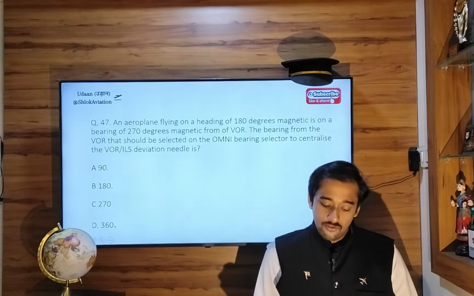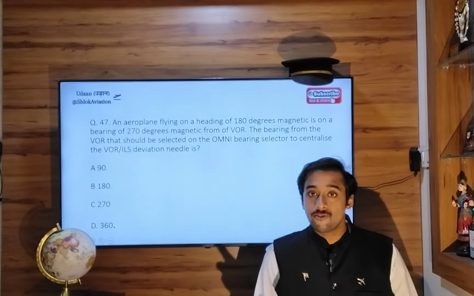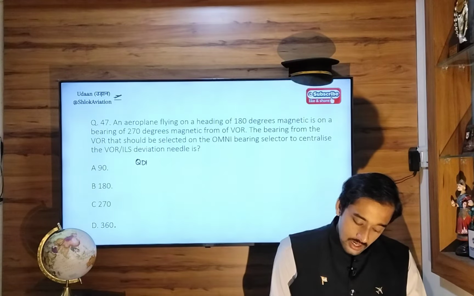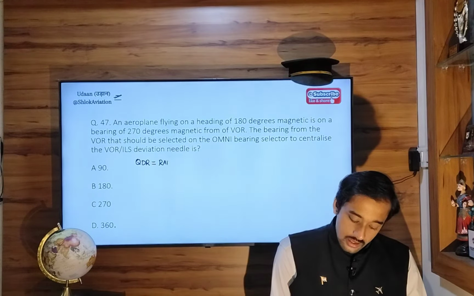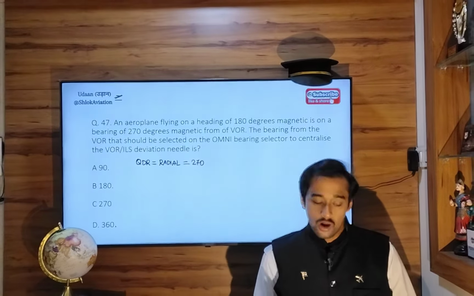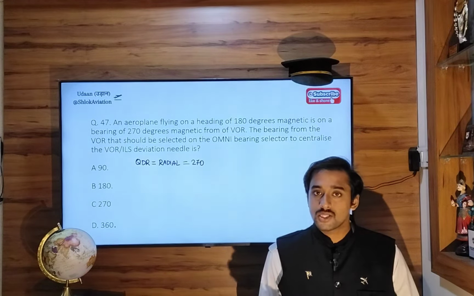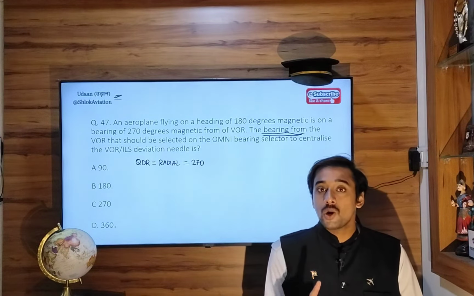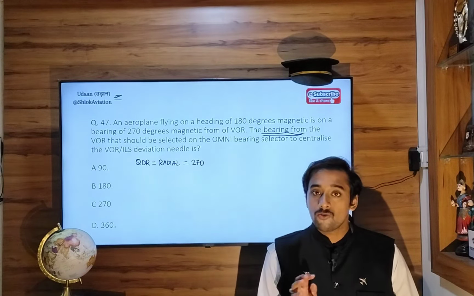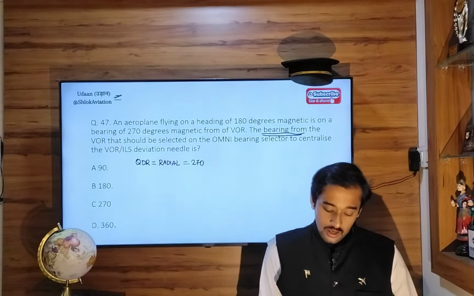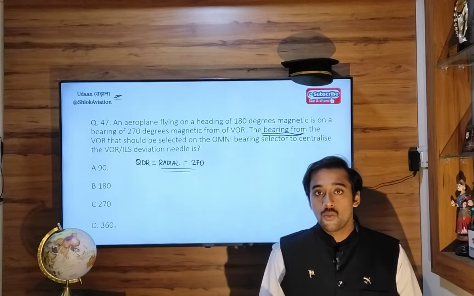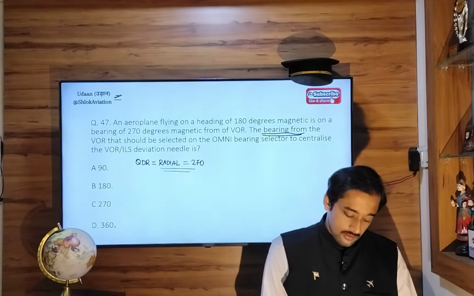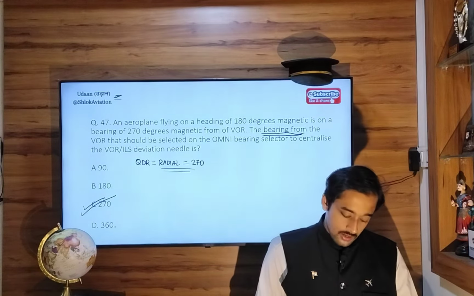47. An airplane flying on a heading of 180 is on a bearing of 270 degrees magnetic from a VOR. So that means QDR, nothing but your radial, is 270. The bearing from the VOR that should be selected on the OBS. So similar to the previous question, but here you have to select the bearing from the VOR and not to the VOR. So if you want to go away from the VOR on this radial 270, you will select what setting? 270 itself, right? If you want to go away from the VOR.